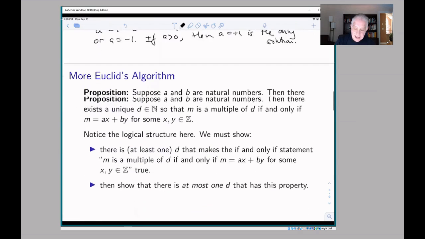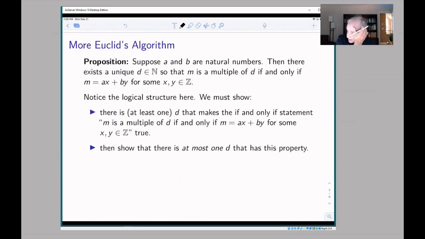Now, we're going to take on a more daunting task here by going back to Euclid's algorithm and returning to a question which came up in our discussion of Euclid's algorithm. So let me first state the proposition and then remind you where it came up. So suppose we have two natural numbers a and b. Then there is a unique natural number d with the following property: m is a multiple of d if and only if m is ax plus by for some x, y in the integers.